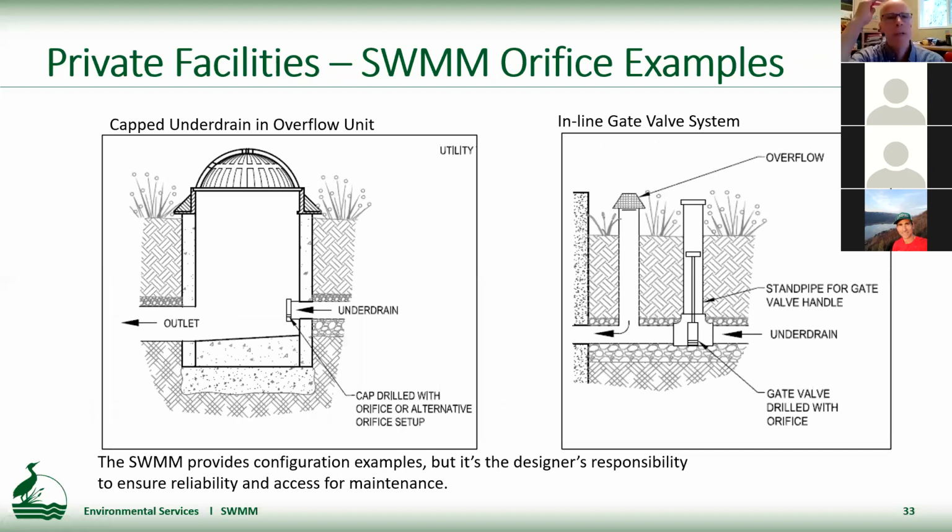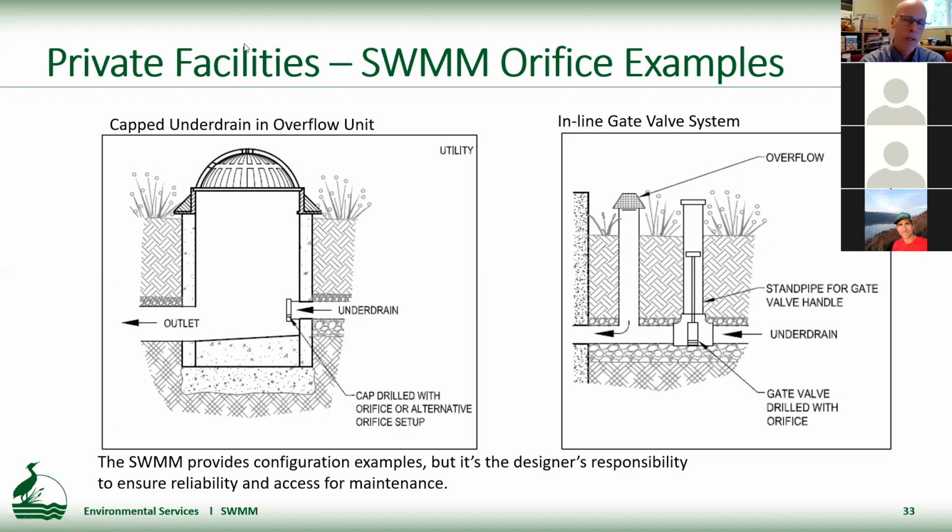So for private facilities, the configuration for this new orifice requirement is really up to the designer. The SWM does provide some examples. There's a page, I think there are 4 examples, to provide some ideas for designers. And of course, on the left here, that's very similar to what we think we'll see a lot of in the right-of-way, where a cap has been put on the underdrain that's been extended a little bit into the facility to allow for the cap, and then the cap has been drilled with the orifice.